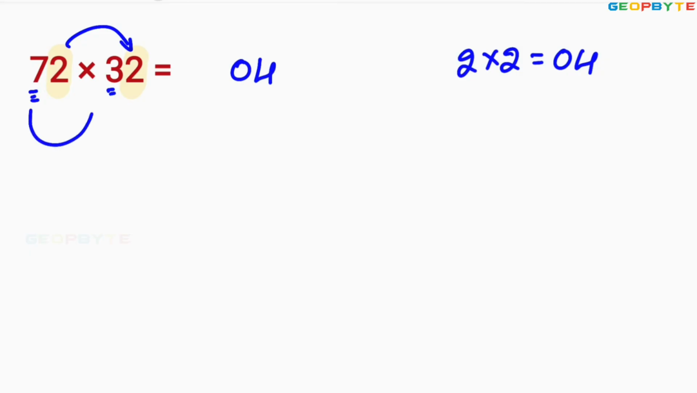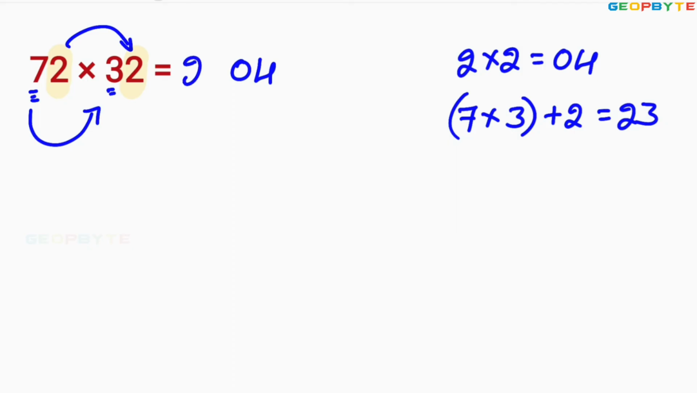Similarly, look at the number. Ones place digit remains same. Sum of the tens place digits equal to 10. So first what you do? Multiply 2 and 2. 2 into 2. Answer is 4. But write 04. Then multiply 7 into 3. 7 and 3. For that add the common number 2. It is equal to 23. So 2304 be the value of 72 into 32.